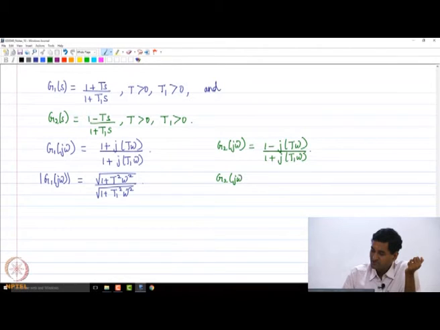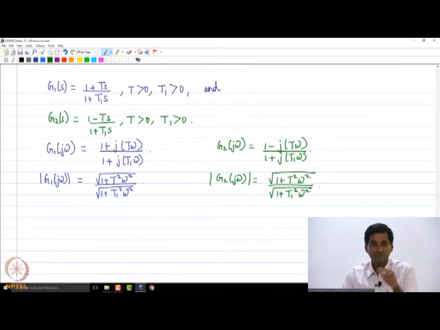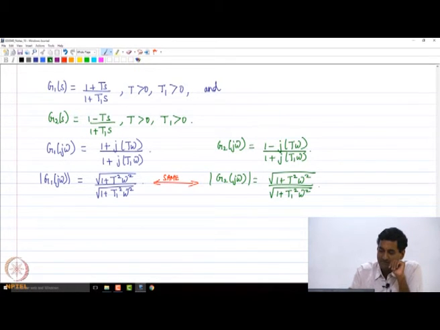What is the magnitude of G2 of j omega? It is going to be the square root of 1 plus T squared omega squared divided by the square root of 1 plus T1 squared omega squared. So what can you say about the two magnitudes? Same, right, they are equal in magnitude for all omega. You give me any omega, and the magnitude of G1 of j omega and the magnitude of G2 of j omega are the same.